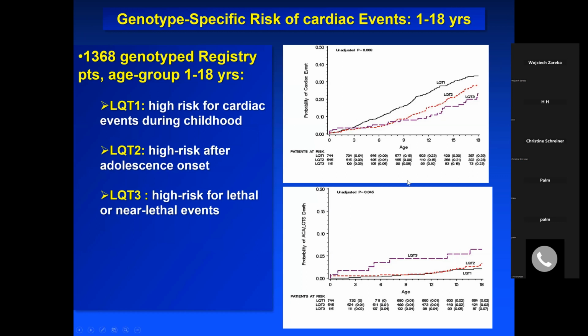And Dr. Zareba was the first to publish in his New England paper the fact that the genotype also affects the risk of events. So we see long-QT type 1 has the highest risk of cardiac events, but the highest risk of lethal events occurs in patients with long-QT syndrome type 3.